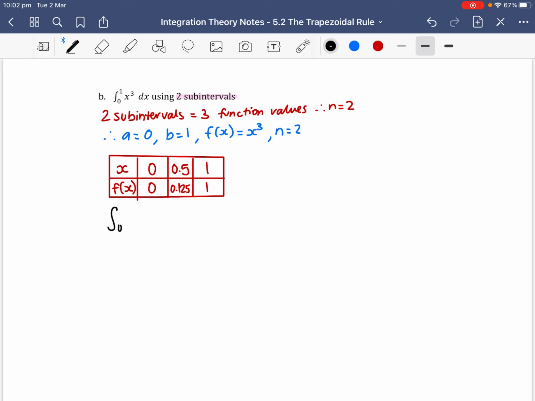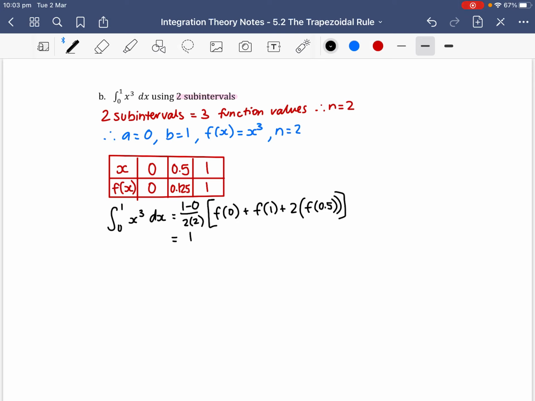So the integral from 0 to 1 of x cubed dx is equal to b minus a, so b is 1 minus a of 0, all over 2 lots of n, so 2 times n, of our function, our first, so that's f of 0, plus our last, f of 1, plus 2 lots of everything else. So 2 lots of f of 0.5.